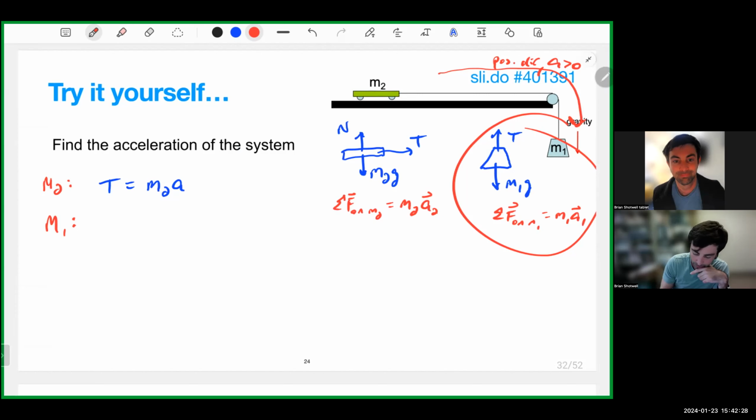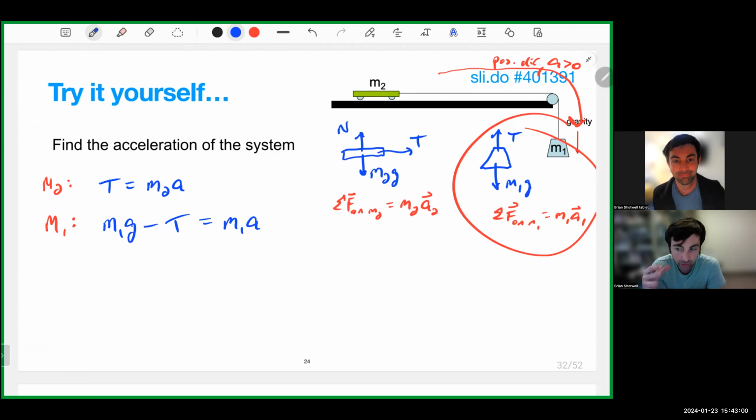So the reason I'm saying all this is that in my head, I know M1G is bigger than T. So when I write the following down, M1G minus T, I'm trying to explain why I wrote it in this order rather than T minus M1G. When I'm writing this down, I know I'm writing down a positive number. M1G minus T is positive, and it's M1 times that positive acceleration that's going downwards for M1.